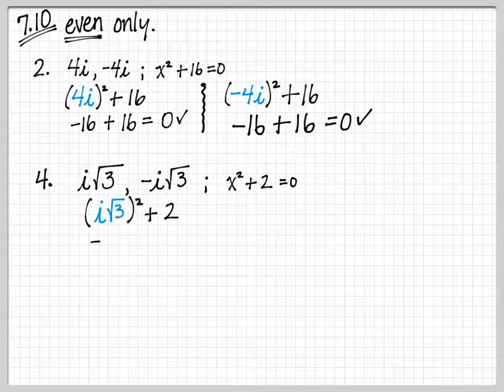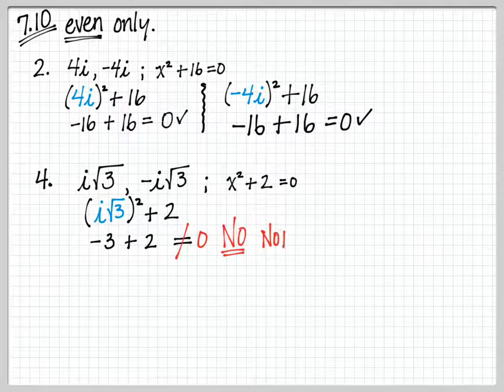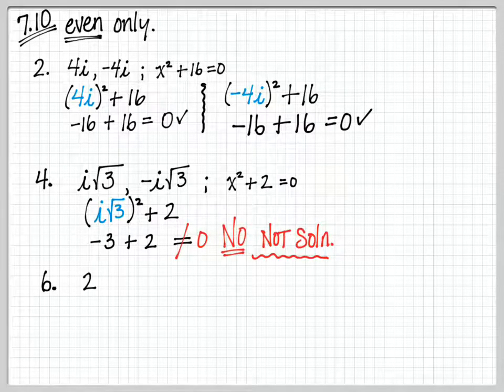For number 4, we're plugging in that solution into it, and it doesn't work. It's not a solution. I'm going to pause the video for a minute there. When I plug it in, I end up with -3 plus 2, which is not zero. I don't even need to check the other one. If one of them doesn't work, then its conjugate, because you'll notice those are conjugate pairs, positive i root 3 and negative i root 3, those are conjugates. If one of those conjugates doesn't work, neither will the other.